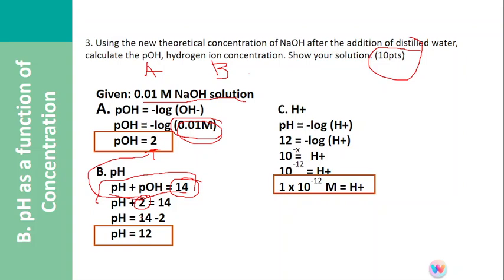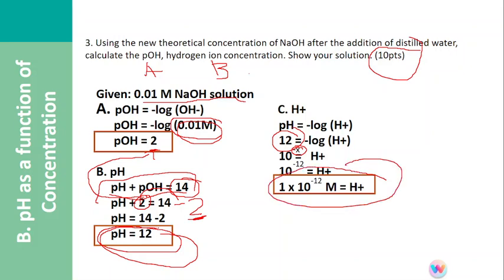Again, using the rules of math, you move the 2 to the other side, so it becomes 14 minus 2 because the sign will change. 14 minus 2 is equals to 12. pH is equals to 12. And then lastly, pH is equals to the negative log of your hydrogen ion. 12 is equals to the negative log of hydrogen ion. Again, for the negative exponent, you just substitute the X, which is the pH, the 12. And then you will come up with this one. 1 times 10 to the negative 12 molar is equals to hydrogen ion.